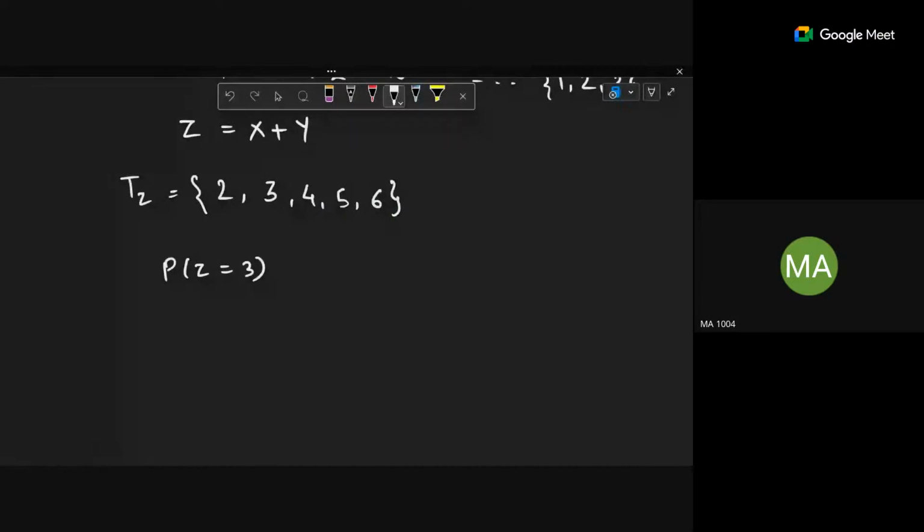When will we get Z equal to 3? For all the pairs: 1, 2 and 2, 1. Anything else? No, ma'am, that's all.